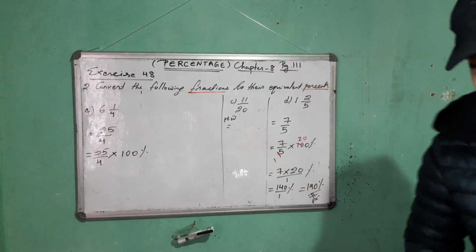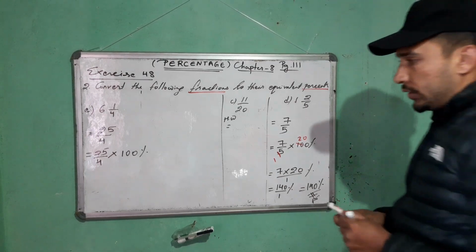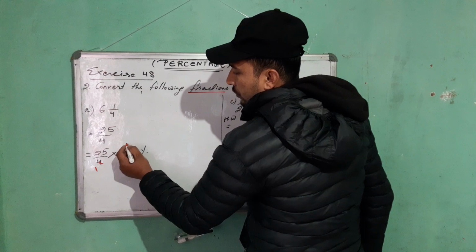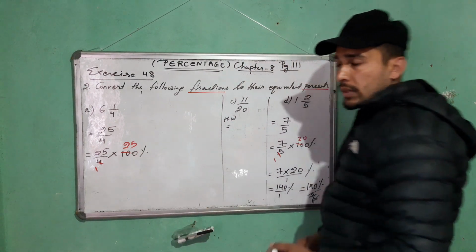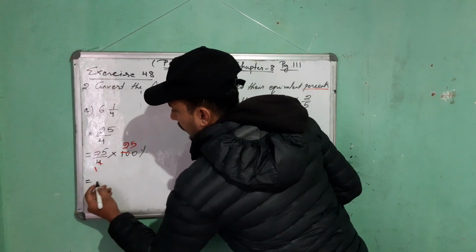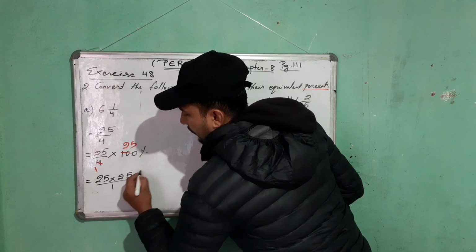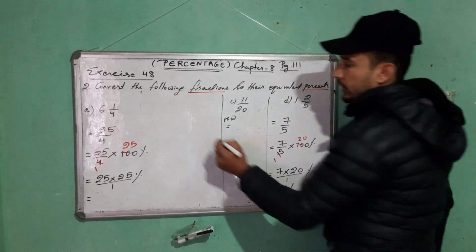Do the cancellation. You can cancel with 4 or you can cancel with 2 also. 4 1s are 4. 4 2s are 8. 2 is carried this side. 4 5s are 20. So 25 into 25 divided by 1%. 25 into 25, you multiply it, okay, you'll get 625.